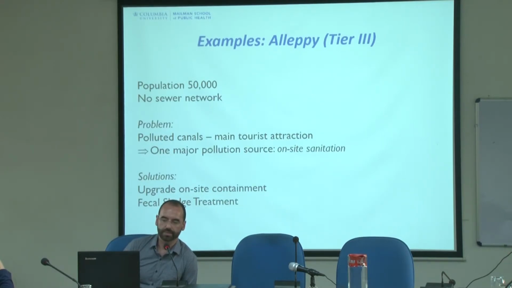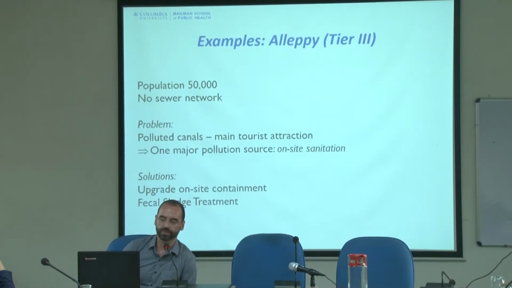In Aleppi, this is a population of 50,000. There's no sewer network. They do have, I think probably people are aware, extensive canals, which are their main tourist attraction. But the canals are pretty heavily polluted with organic contaminants and fecal waste. One of the major sources of pollution, not the only one, but one of the sources of pollution is on-site sanitation. Many of the households there don't have septic tanks. Instead, they have soak pits, so they have open bottoms, contaminating the groundwater and then leading to contamination in the canals as well. So one of the solutions, at least for this source of contamination, is upgrading the on-site containment to make sure that everyone has a proper septic tank.